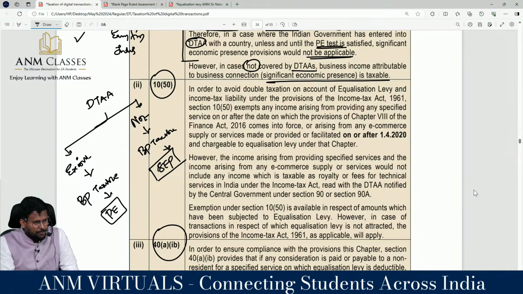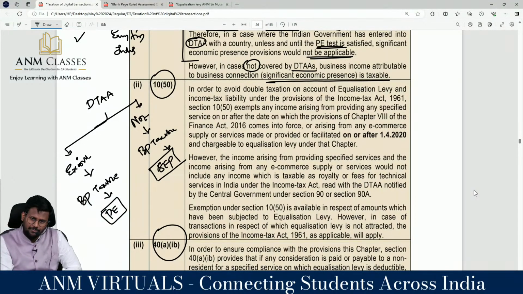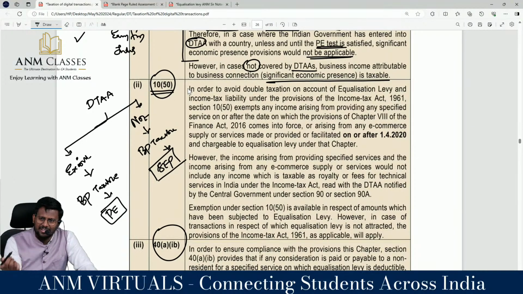Same 6%. Once the tax has been levied at the rate of 6%, whatever income is earned by the non-resident is exempted in India. Isn't it? Otherwise they would have to file a tax return in India again and pay tax. That's what section 10 subsection 50 does, like section 10(10) gratuity, 10(10A) pension, 10(10AA) leave salary, and so it goes.